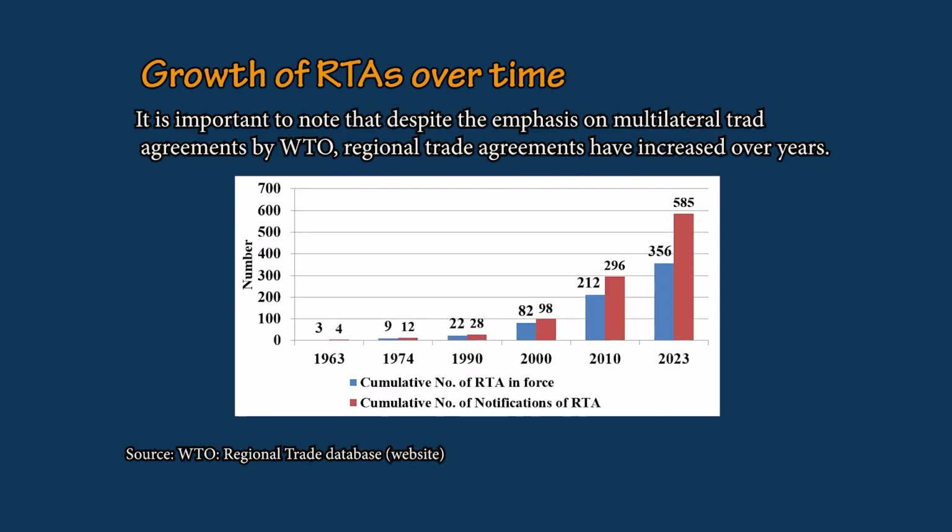Now, coming to some numerical or statistical information regarding the growth of regional trade agreements. We observe from the WTO information that since 1963, there were only 3 such regional trade agreements. It has increased up to 356 in 2023. Continuously it has increased. For example, the cumulative notifications regarding regional trade agreements have also increased from 4 to 585. So continuously the regional trade agreements are rising, despite the fact that multilateral trade is much more beneficial.